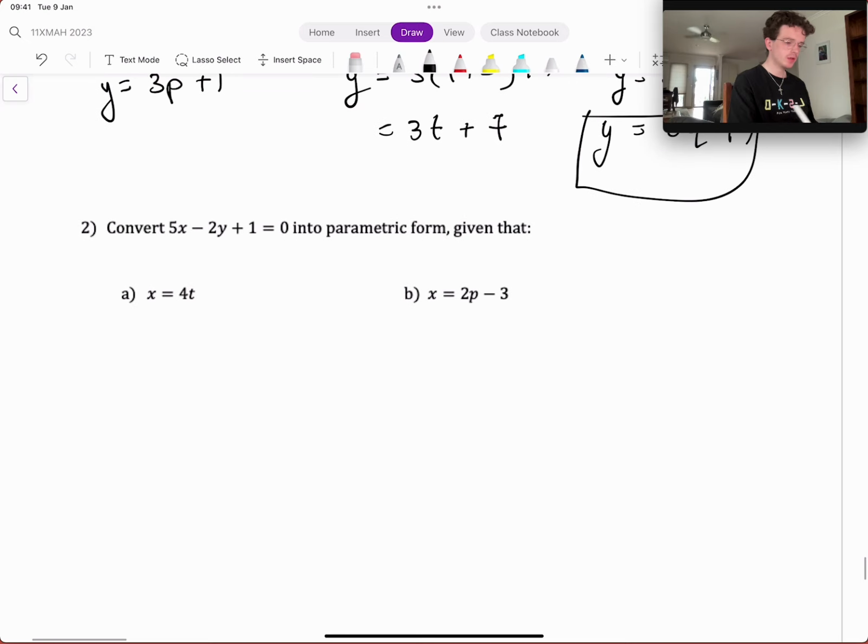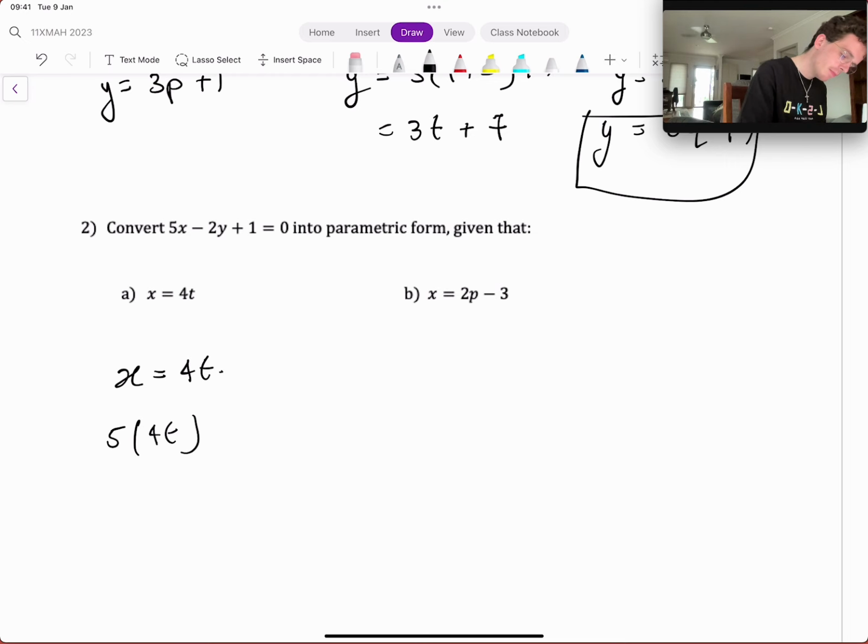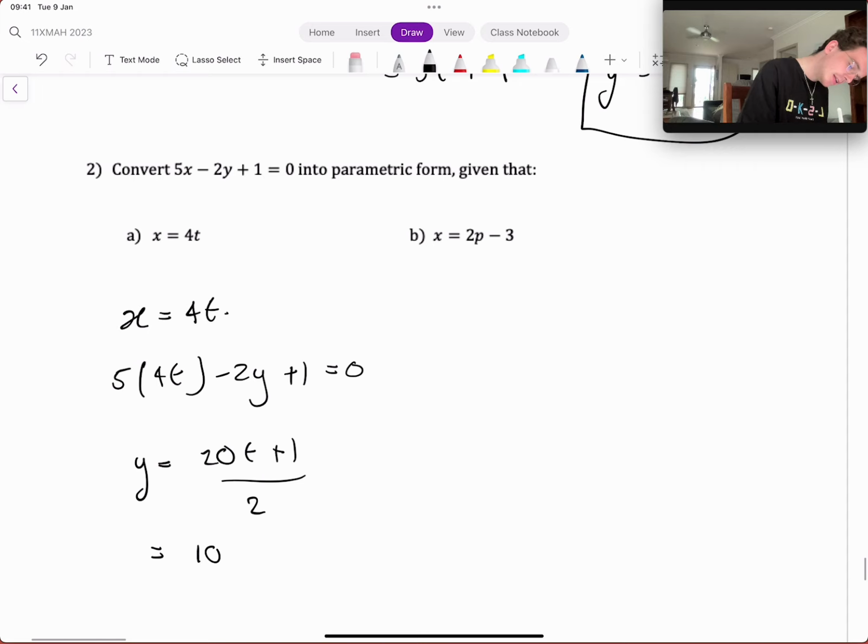Similar idea here. We've got x is equal to 4t, and then we're plugging in x equals 4t into our equation. So 5 times 4t minus 2y plus 1. Have a go at pausing the video. If you rearrange that, you're going to get y is equal to 20t plus 1 over 2, which you could express as 10t plus a half.